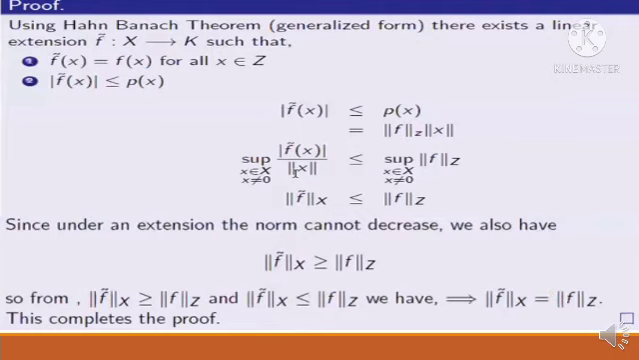So the main theme of this theorem, that is the Hahn-Banach theorem for normed spaces, is that if we have a linear functional f defined on a subspace Z of a vector space X, then there must exist a linear extension of this f, that is f tilde on X, such that the norm of this extension f tilde will be equal to the norm of f on Z.